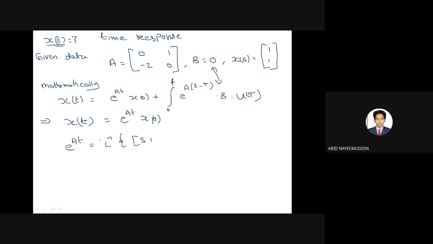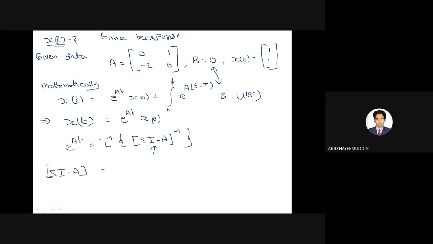e power At is once again L inverse of (sI minus A) whole inverse. So L inverse of (sI minus A) whole inverse is what we get. Rather than directly, you can't apply inverse Laplace, hence we need to come from inside. Inside means first you need to find out sI minus A, which will be your first step to solve this problem.